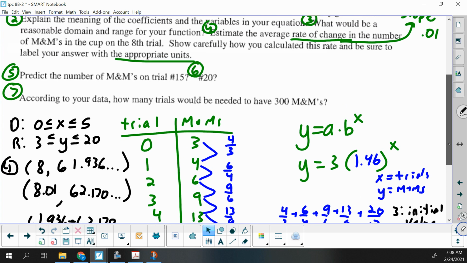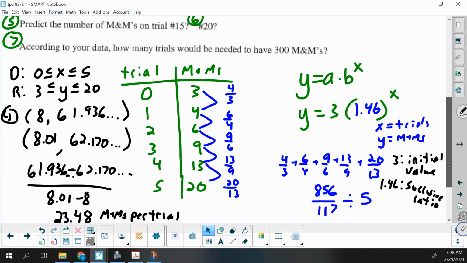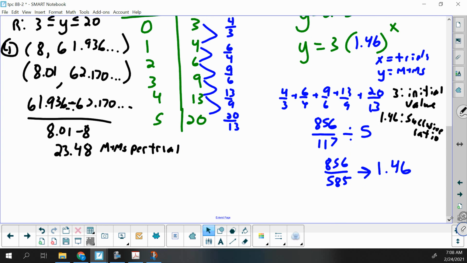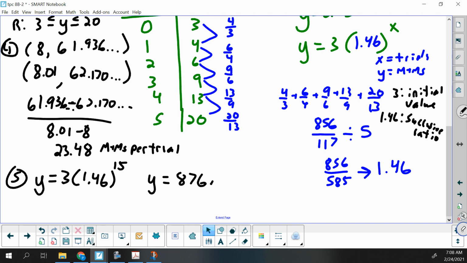So that was 4. 5, predicted the number of M&Ms at trial 15, and then 6 at trial 20. So for this one, I would have y equals 3 times 1.46 to the 15. And when I do that, to the nearest M&M, I get 876 M&Ms. Can't have a partial number of M&Ms, so just round it to the nearest whole. And then we wanted to do the same thing, but for 20.